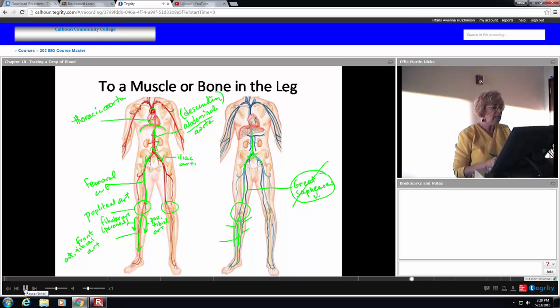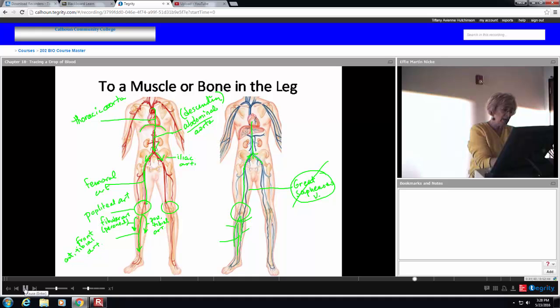So let's take an example. Let's go down to the knee, okay? We're going to go out the aorta, and we're going to take the descending aorta through the abdominal aorta, and it doesn't matter whether you take the right or the left iliac.